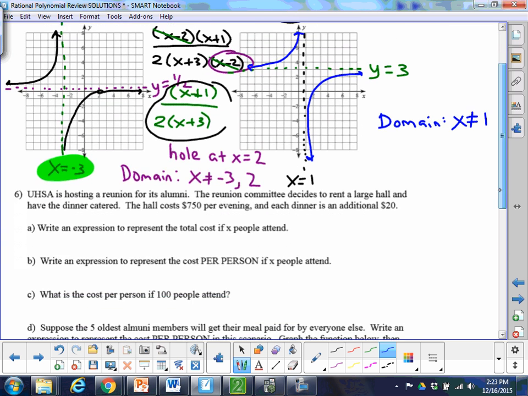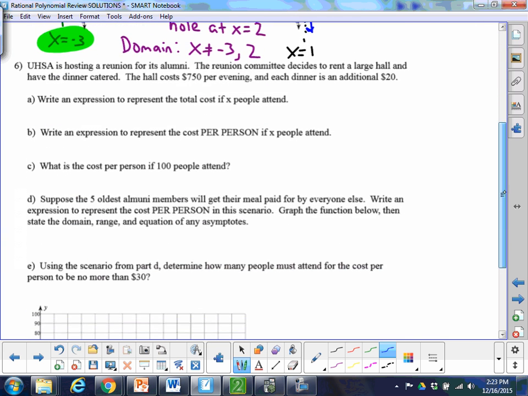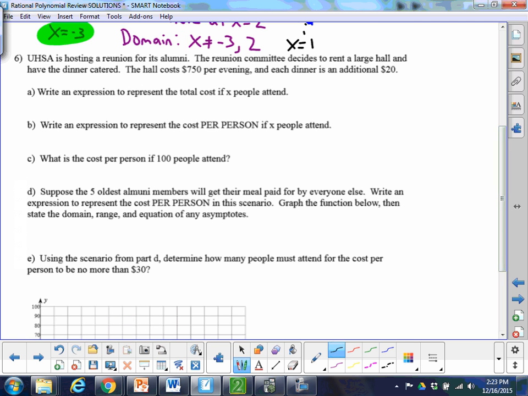Okay, the last one, a word problem setting up a function here. So we have a reunion. It's going to cost $750 to rent the hall, and then $20 per person for their meal. So if we wanted to represent the total cost, if one person's writing a check, it's just going to be the $750 plus 20 per person, so plus 20x. Okay. So that's just a linear equation. That's just mx plus b.